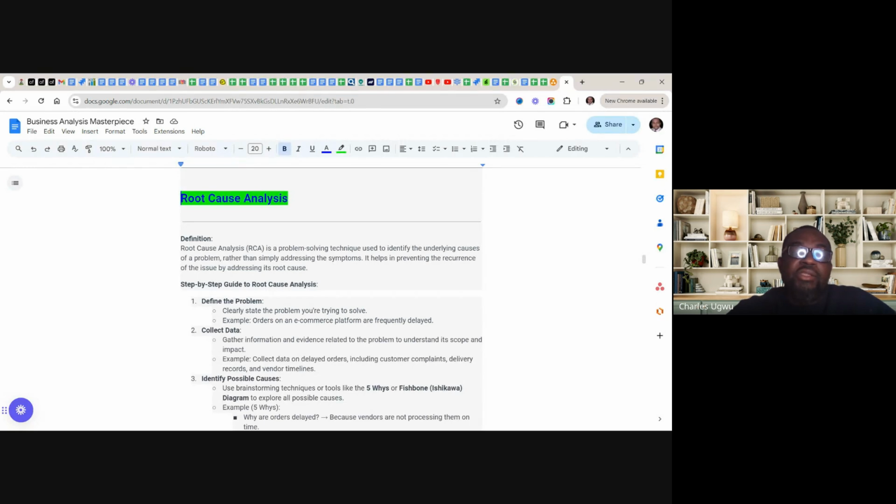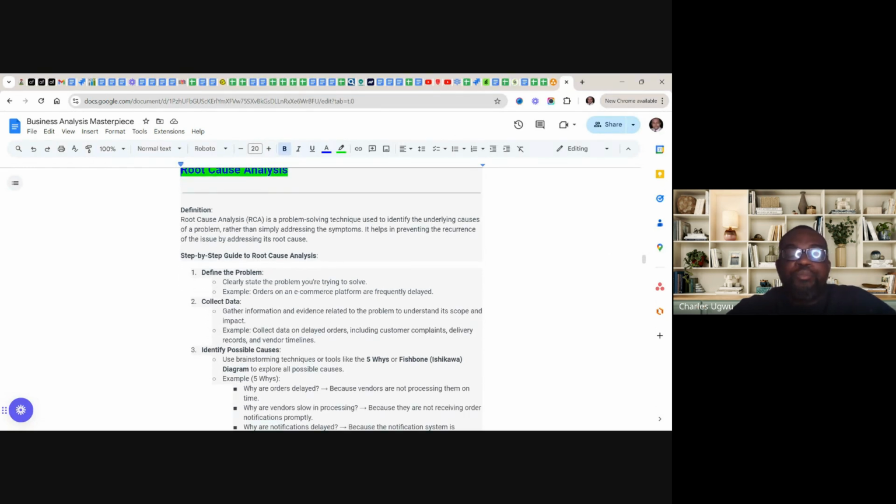The first thing is to define the problem. Clearly state the problem you are trying to solve. Example, orders on an e-commerce platform are frequently delayed. So this can be a problem. Whenever an order is delayed, it's a big problem for those running e-commerce. So you must state the problem clearly.